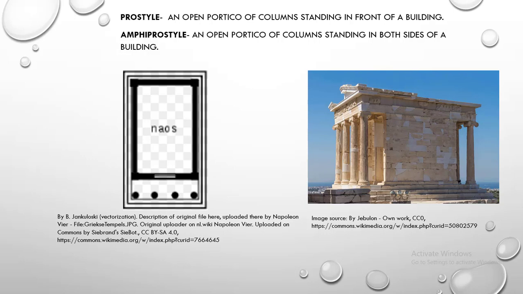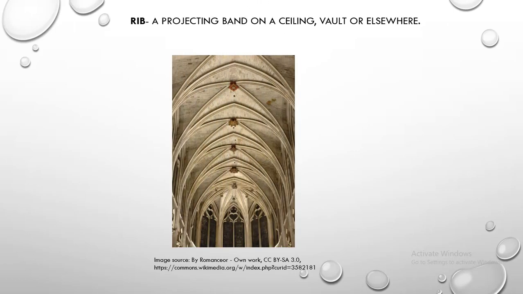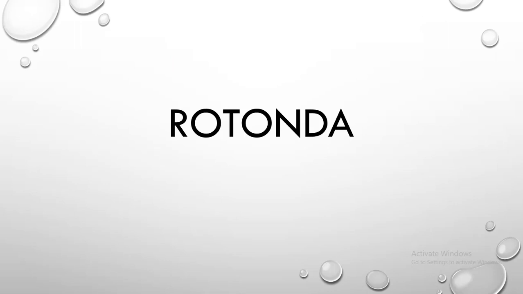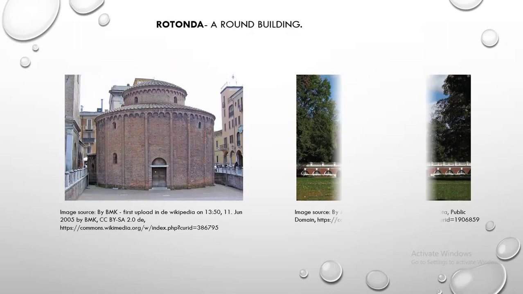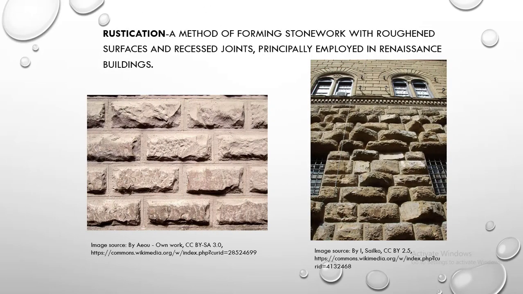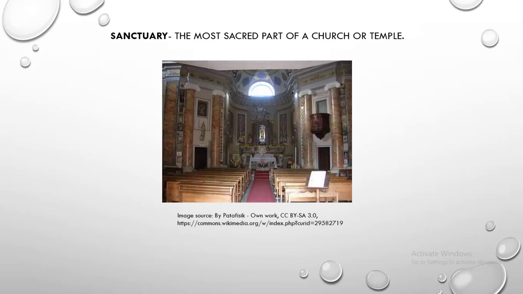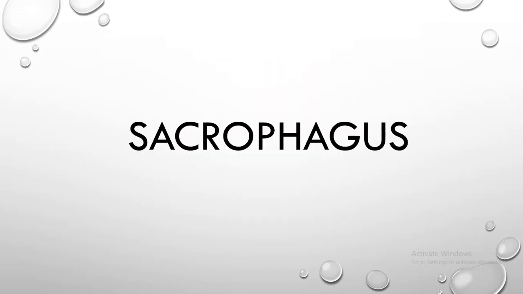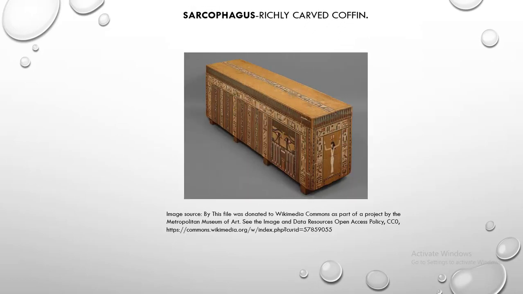Amphiprostyle, an open portico of columns standing on both sides of a building. Ribs. Ribs are projecting bands on a ceiling, vault, or elsewhere. Rotunda. Rotunda is a round building. Rustication. Rustication is a method of forming stonework with roughened surfaces and recessed joints, principally employed in Renaissance buildings. Sanctuary. Sanctuary is the most sacred part of a church or temple. Sarcophagus. Sarcophagus is a richly carved coffin.